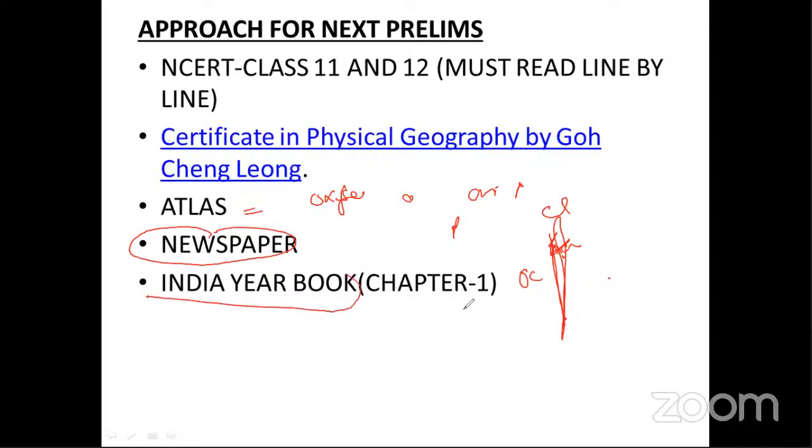Now, India Yearbook, chapter number 1, called Land and People. Read at least one time. This Land and People is a topic where you will find a very good revision for your entire geography. Once you read Land and People, if you have already done the basic part, then reading Land and People will help you find very key information that you must know for your prelims exam, so you can easily solve it. So this should be your approach for the next year prelims exam.